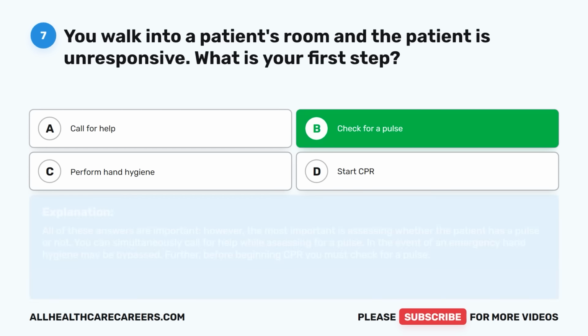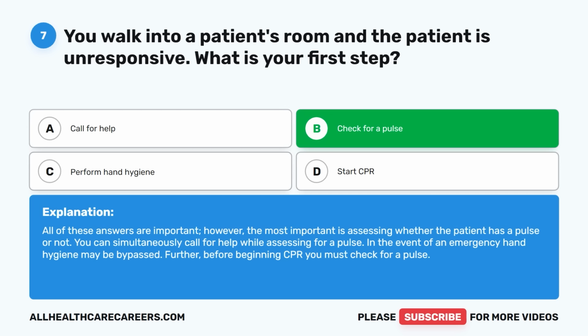Check for a pulse. All of these answers are important. However, the most important is assessing whether the patient has a pulse or not. You can simultaneously call for help while assessing for a pulse. In the event of an emergency, hand hygiene may be bypassed. Further, before beginning CPR, you must check for a pulse.